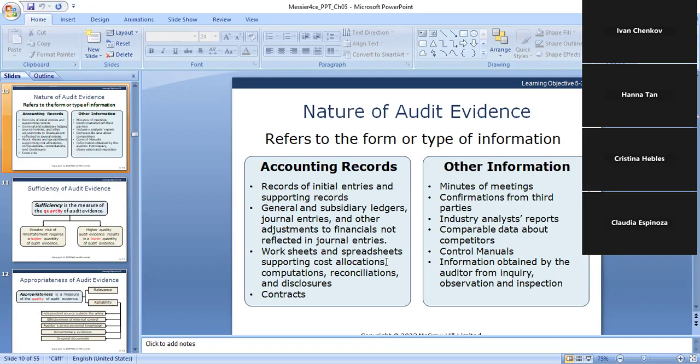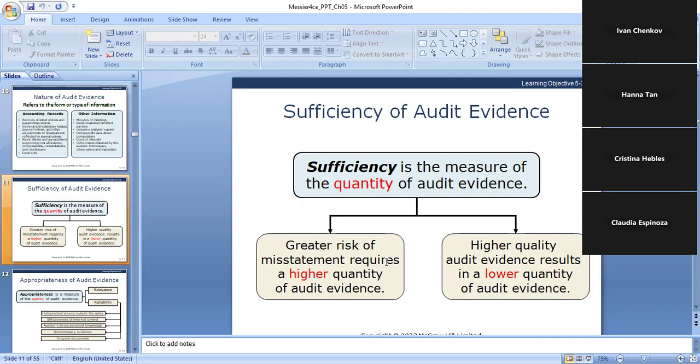Any industry analysis reports. Where is the industry currently? What's the trend in the industry? How is everything related to the industry? Then we have to compare any comparable data from the competitors, control manuals, if you have any control manual, and also information from the industry, observation and inspection.